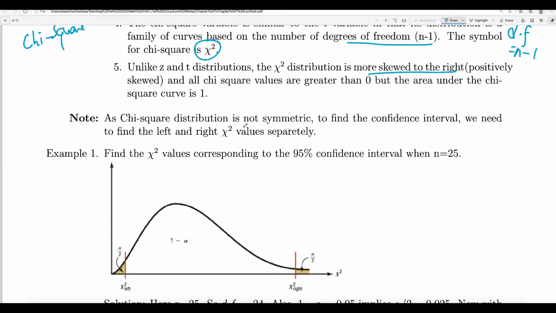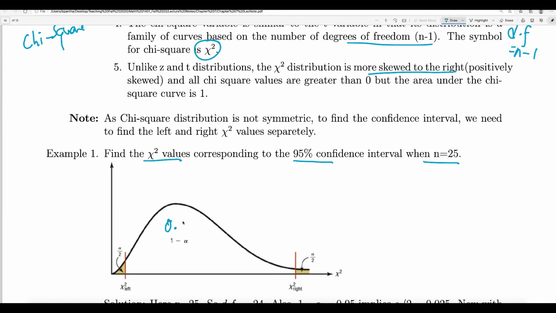Okay, as the chi-square distribution is not symmetric, to find the confidence interval you need to find both the chi-square left and chi-square right values. The bound for the right is the chi-square right, and the bound for the left is the chi-square left. So how do we find the chi-square left and chi-square right values? The idea is this. We find the chi-square left and right values for a 95% confidence interval when n is 25. So the sample size is 25 and the confidence level is 95%.